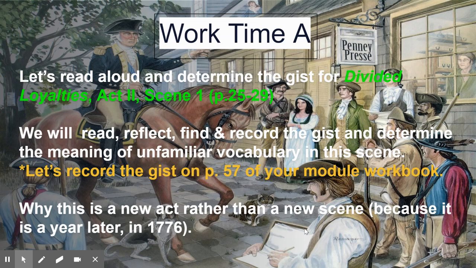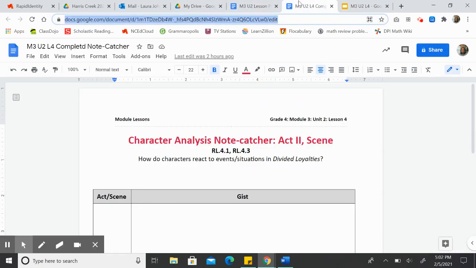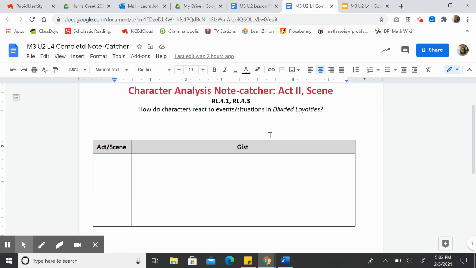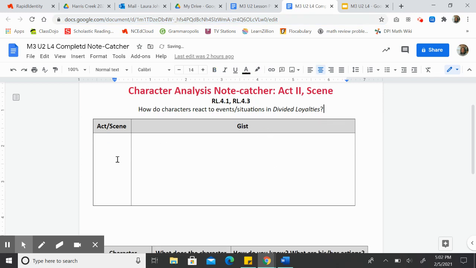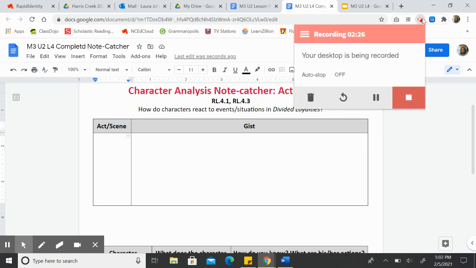Okay, so now move to page 57 of your module workbook. When you open it up, it is going to look like this. We are going to record the gist here in this first box, and then we are going to record the characters, like we've been doing the past few lessons. I'm going to pause, record it, and then it's going to pop back up on the screen and you're going to record your gist. Remember, the gist is what we read about.